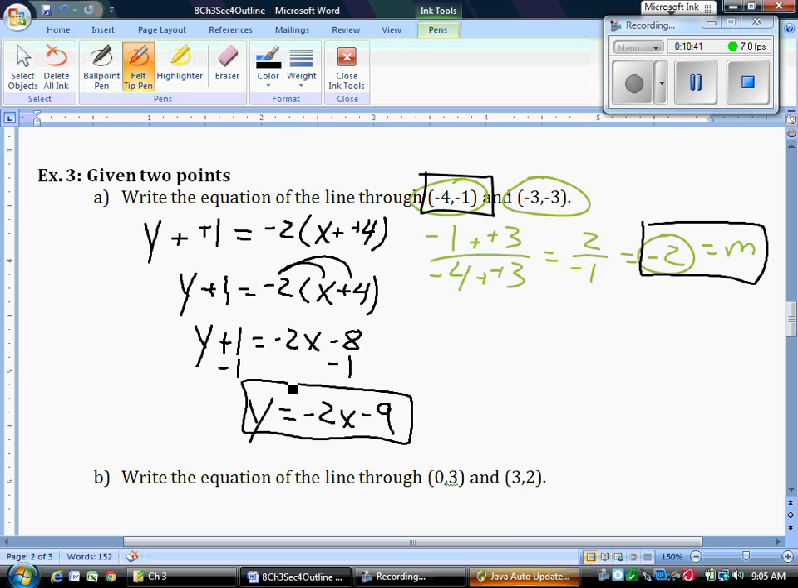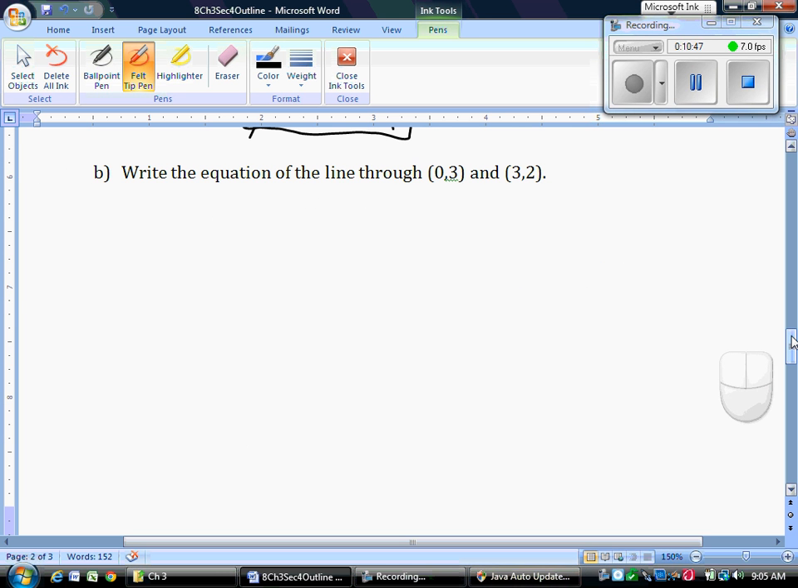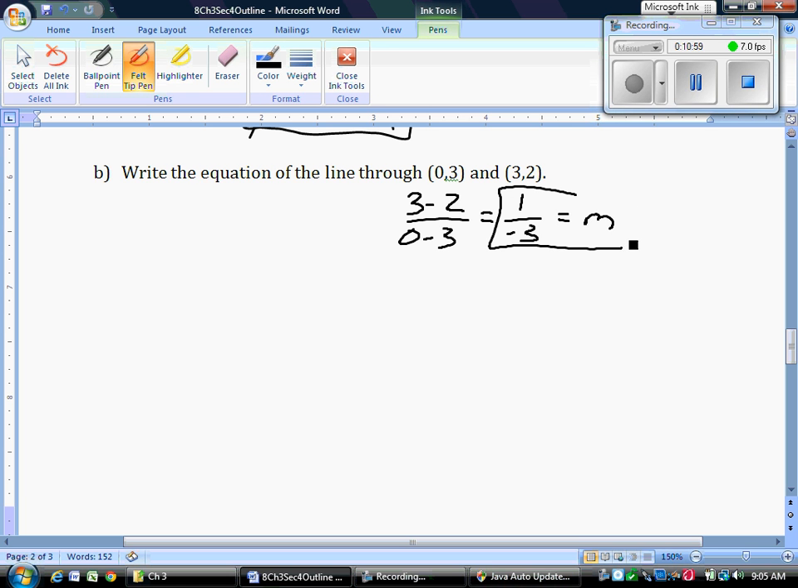All right? And the last example I put on here is the same thing. I'm given 2 points. So the first thing I need to do is find my slope. 3 minus 2 is 1. So I have a slope of -1/3. Okay? Now I can pick either one of the 2 points to use. Since I picked the first one on the other example, I'm going to pick this point on this example. So we'll go ahead and do y minus 2 equals -1/3 times x minus 3.